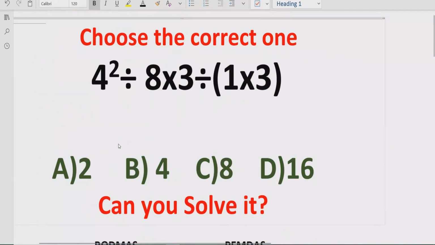If you see the answer list, answer A is the correct answer of this expression. So I hope you understand how you can solve the given expression using PEMDAS and BODMAS method and find out the correct answer. So that's it for today.